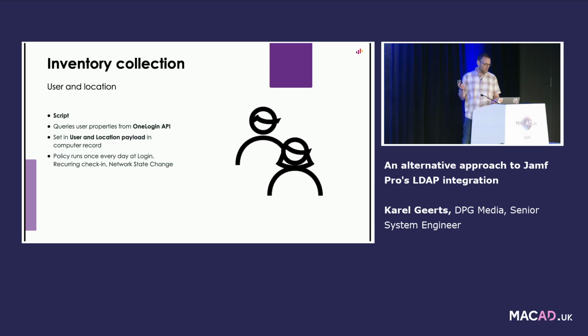Next, for the user and location part, we also use a script. It also queries the user properties from the OneLogin API, and it sets the information in the user and location payload in the computer record. The script is run by a policy, and the policy runs once every day at login, at recurring check-in, and network state change, but that is for our needs.